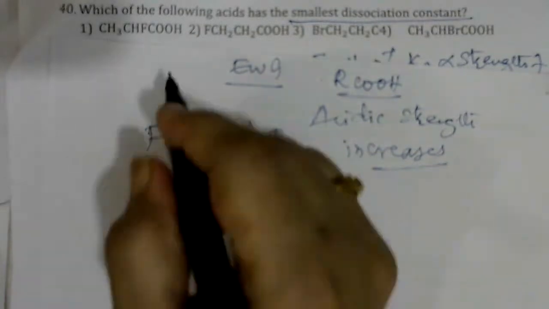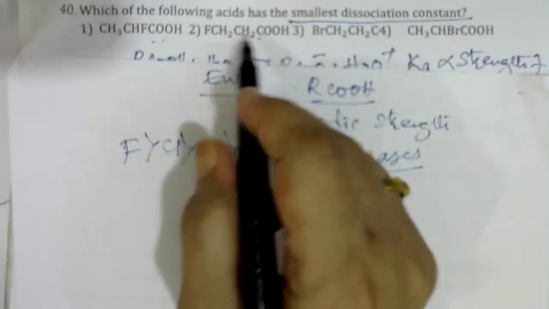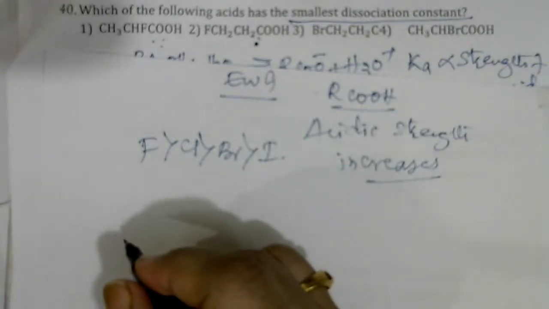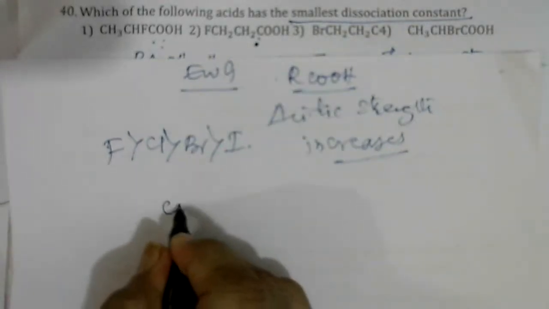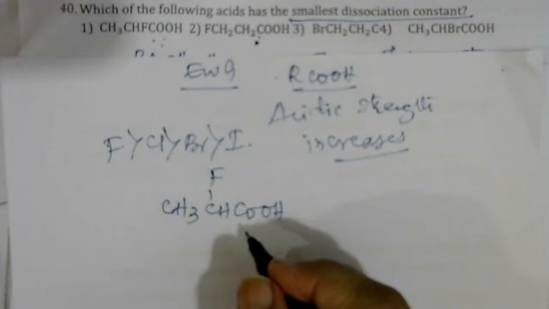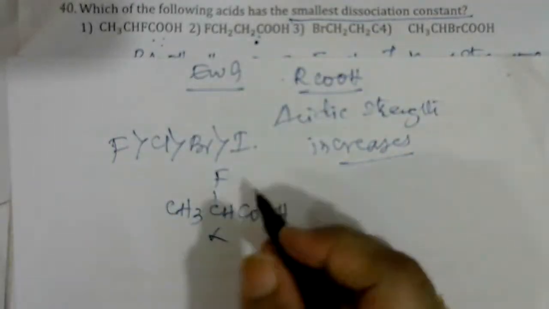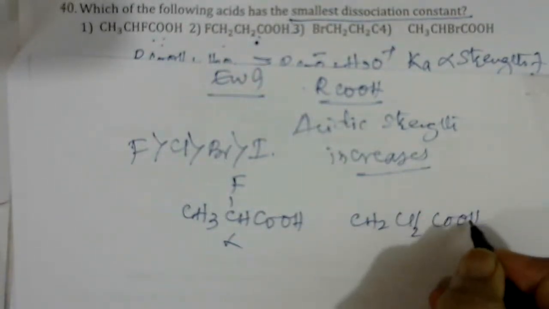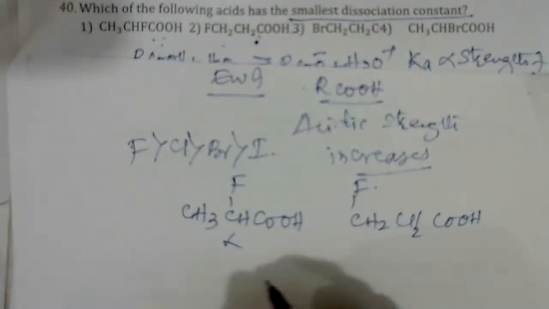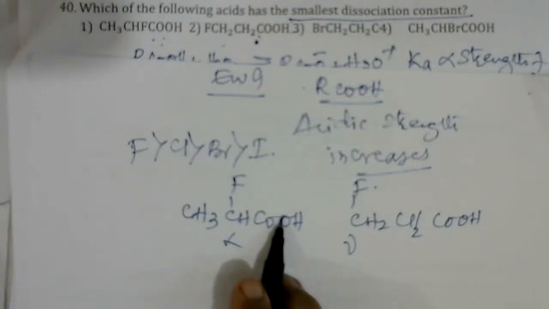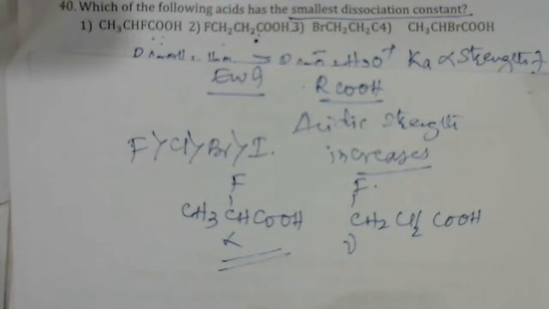One more point, because two options are there with fluoro. Remember one thing, negative inductive effect weakens as the length of the carbon chain increases. So in the first option, fluoro group is directly linked to the alpha carbon atom. But here, it is linked to the beta carbon atom, and here the gamma carbon atom. So this will be very close, that's why negative inductive effect will be more effective. This will be a strong acid.